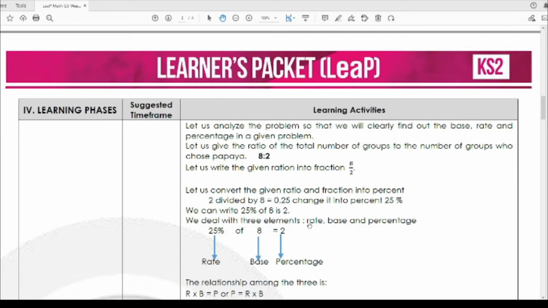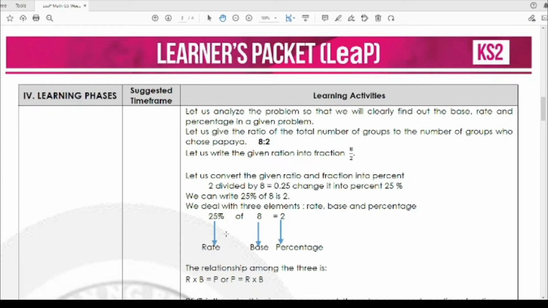So let us see. We deal with 3 elements. What are those 3 elements? Rate, base, and percentage. 25 here is our rate. Remember that to identify the rate, the percent symbol is in the number. So the number with the percent symbol is considered the rate. Then 8 here is our base, and 2 is our percentage.